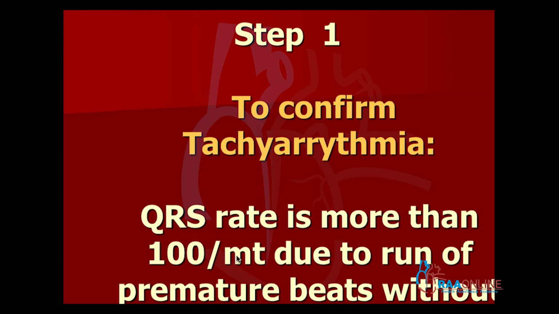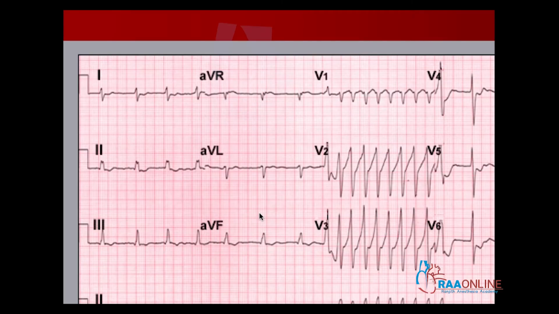More than 100 per minute, it is due to a run of premature beats without intervening sinus beat. It is called tachycardia: P or QRS rate more than 100. So I have just given you an example here.